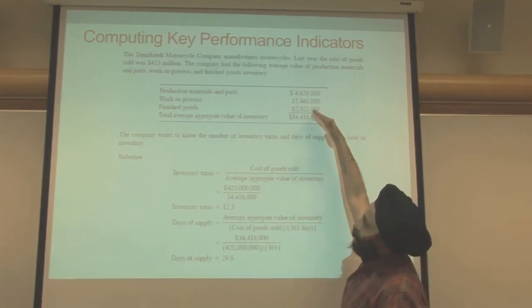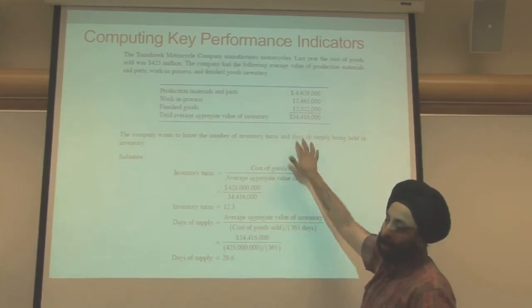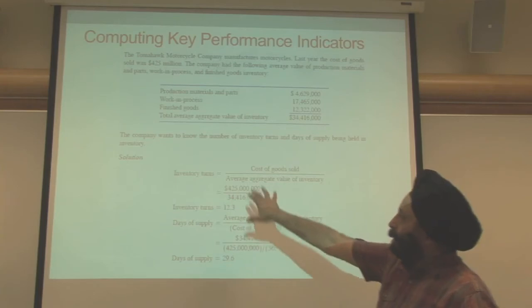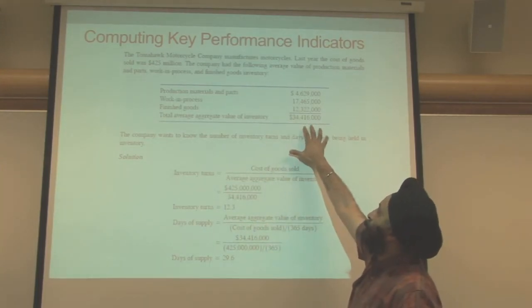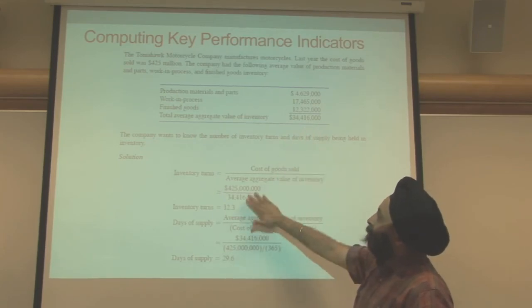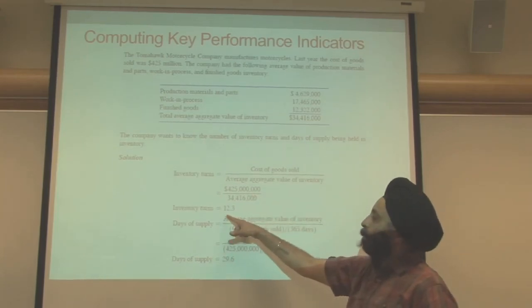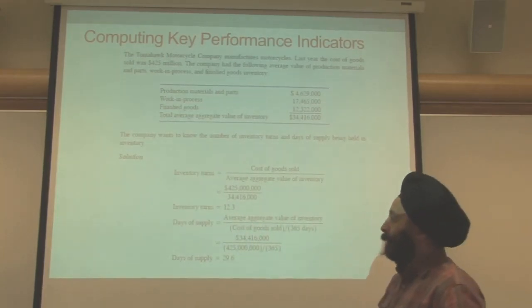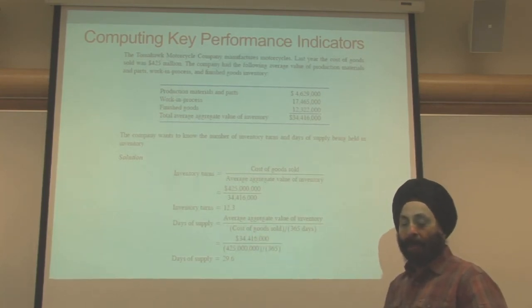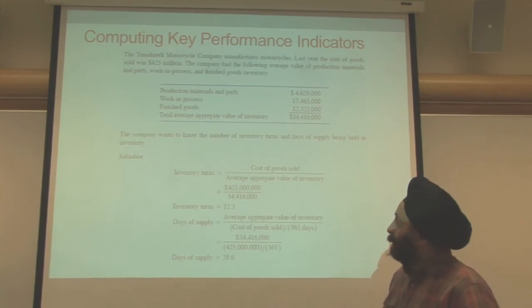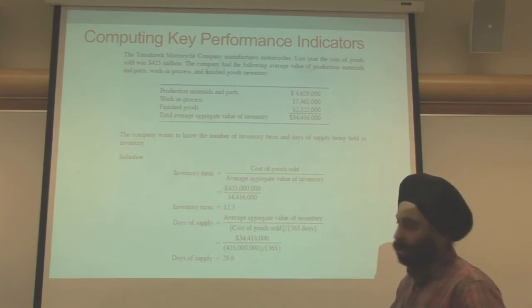Altogether, the total average aggregate value of inventory, which is adding up these three numbers, gives you $34.4 million approximately. And this wants to know the number of inventory turns and days of supply. So you take this $34.4 million, and when divided from 425 million, which is the total cost of goods sold, it will give you 12.3 turns of inventory. The higher the number of inventory turns, the better it is. That is, how often do you turn the inventory in this case. The lower it is, the worse it is.